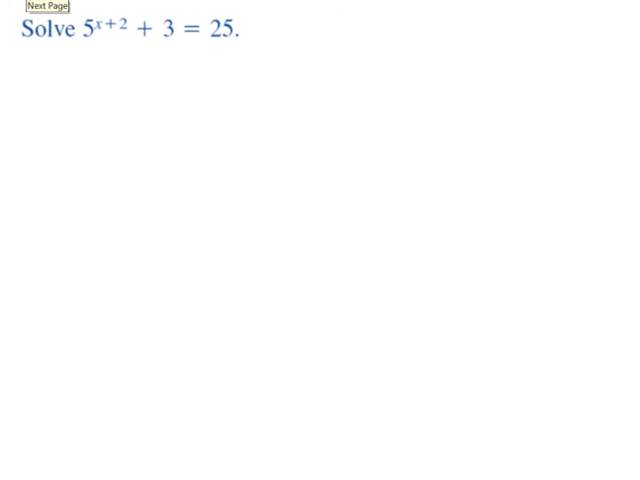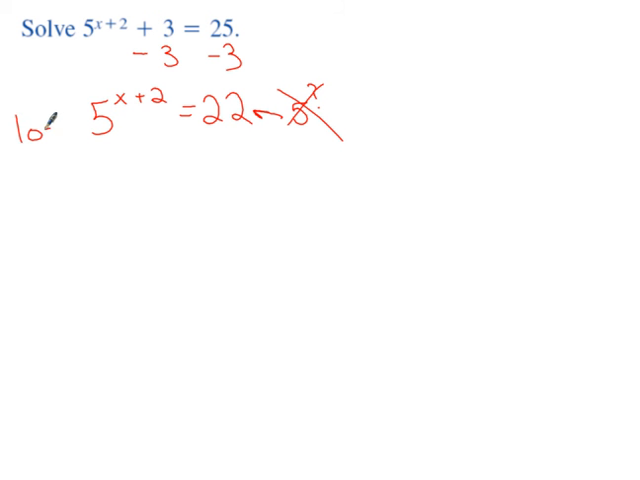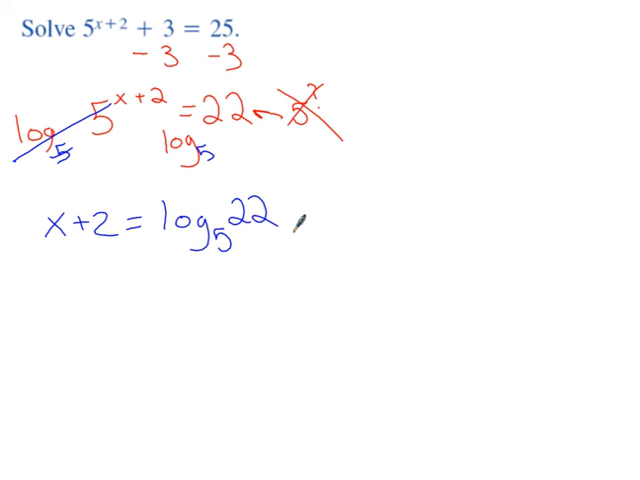So here we go. Without identifying the methods, here's what I'm going to try to do. I'm going to try to get 5 to some power all by itself. I'm going to take away the 3. So I want to get the exponential by itself, equal to 22. I could try for the same base here, but it's going to be a little tricky because 22 isn't 5 to some power. Nope. So I'm going to have to take the log of both sides. Now, really I can take any log, but I'm going to take log base 5 because these two are inverses, and I'm left with x plus 2, and log base 5 of 22.